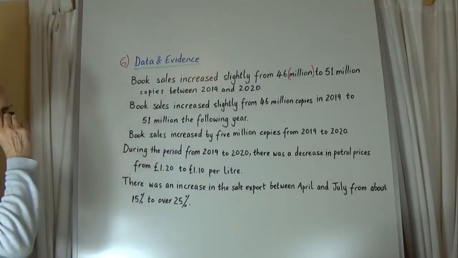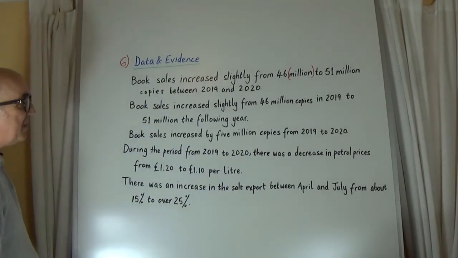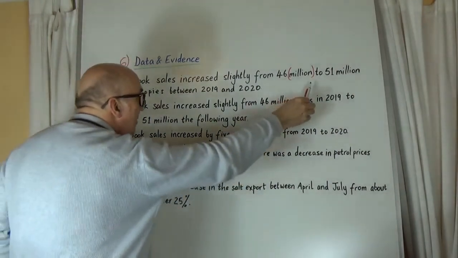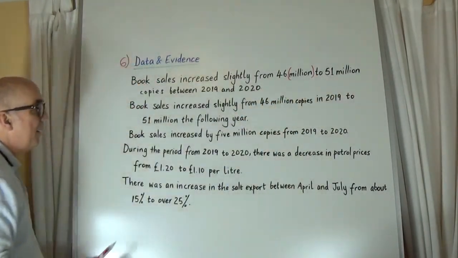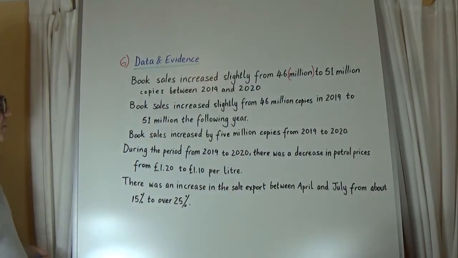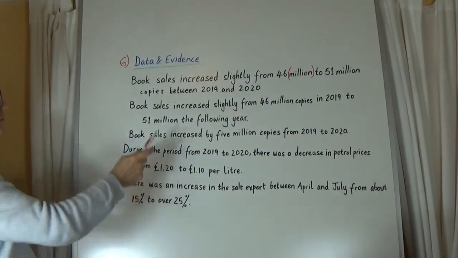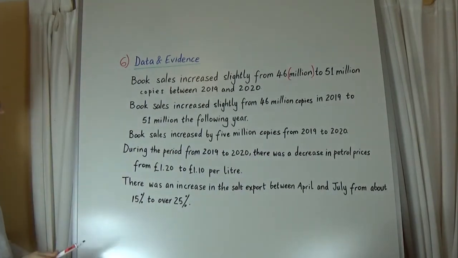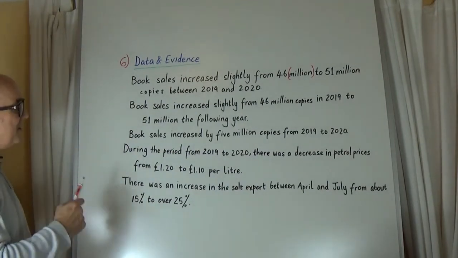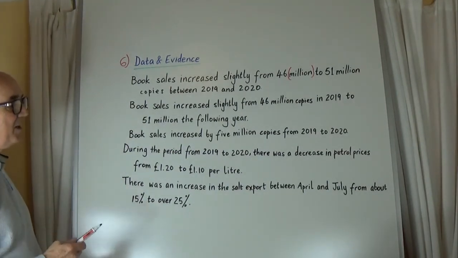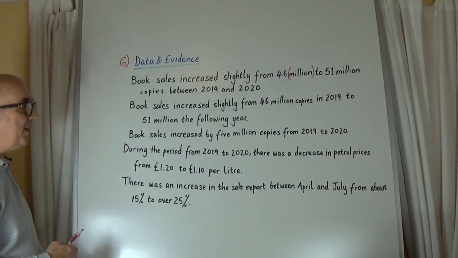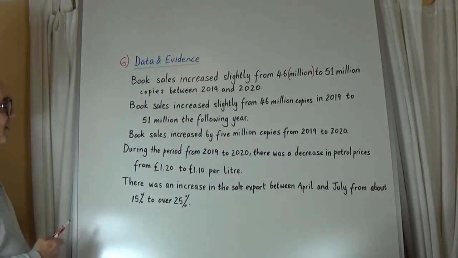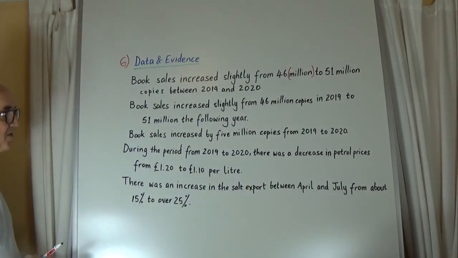Book sales increased slightly from 46 million. Now you don't have to say million, but you can if you want. You can say from 46 to 51 million. Both are possible. We're talking about copies of books between 2019 and 2020. Book sales increased slightly from 46 million copies in 2019 to 51 million the following year. Book sales increased by 5 million copies from 2019 to 2020.